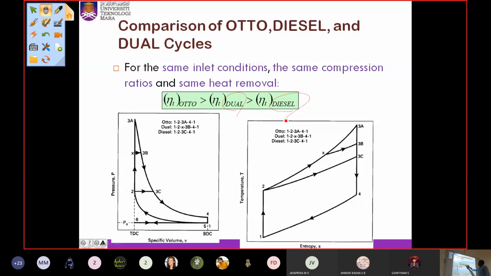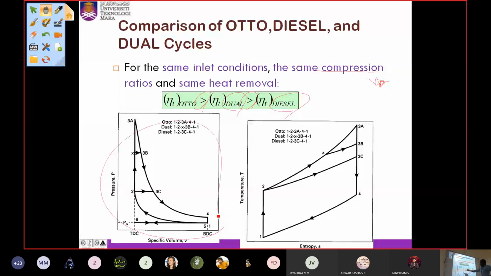So let's look at this comparison, for same inlet condition, same compression ratio r. If you want to compare, the thermal efficiency of the Otto cycle will be more, followed by the thermal efficiency of the dual cycle, then followed by the thermal efficiency of the diesel cycle. So we get the highest thermal efficiency from the Otto cycle, the least from the diesel cycle, and in between there will be the dual cycle. We can get that from this PV diagram.